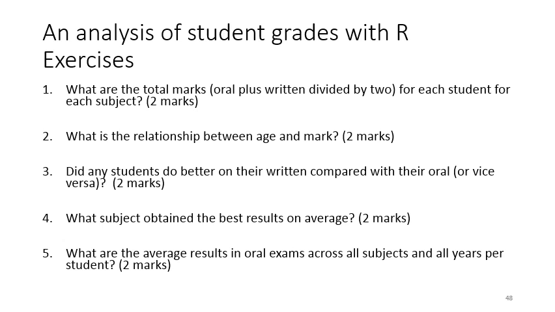So here are the questions, each worth 2 marks for a total of 10 for the lab. So what are the total marks for each student for each subject? The questions will tell you the dimensions that I want represented. So I want the total marks. So I don't want oral and written. I just want an average for each student for each subject. So there are 3 students and there are a number of different subjects. So I want each of those represented.